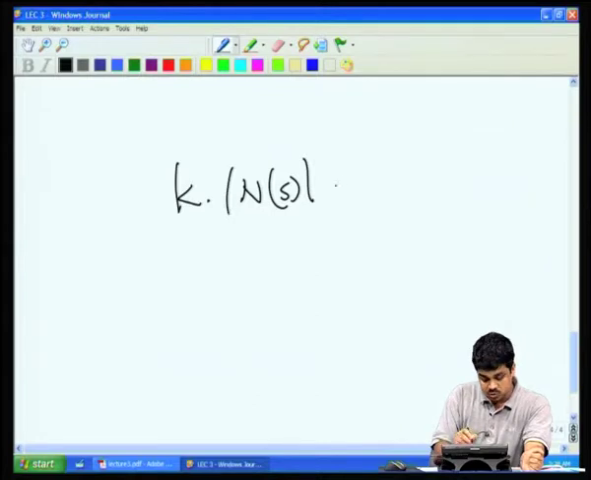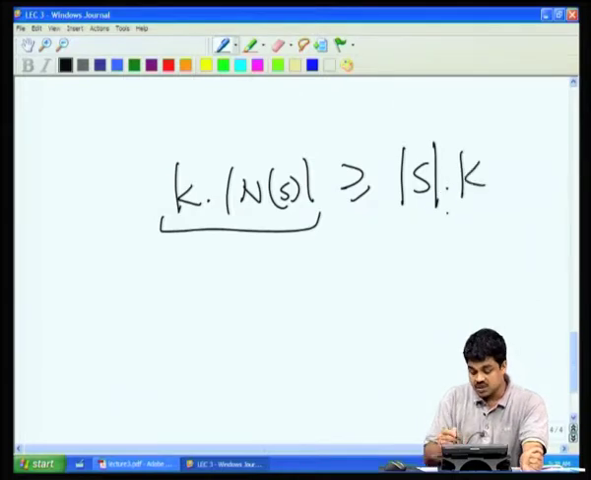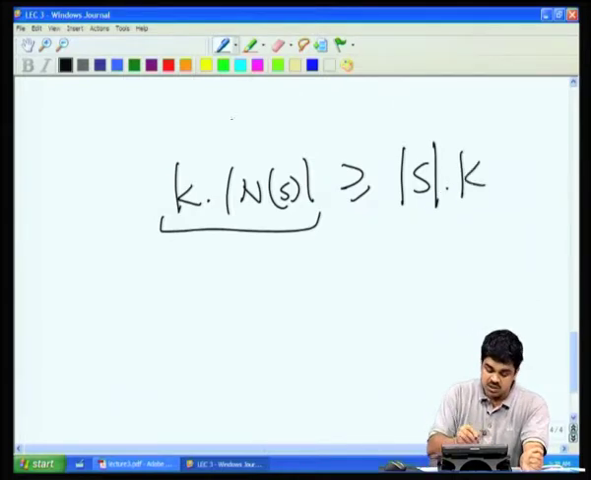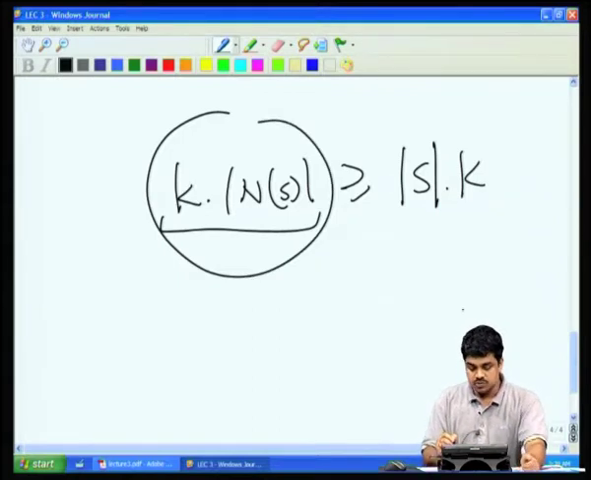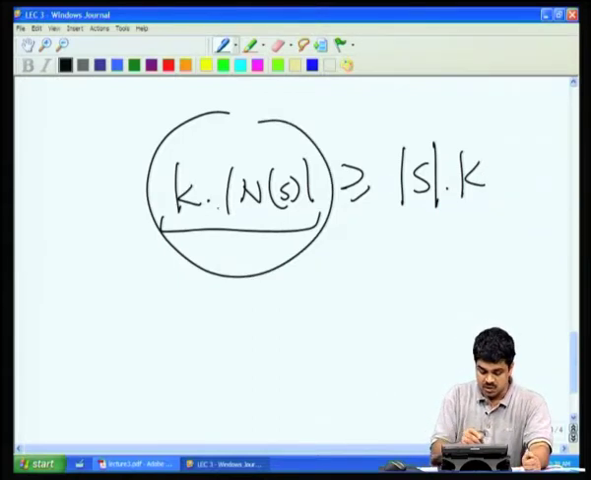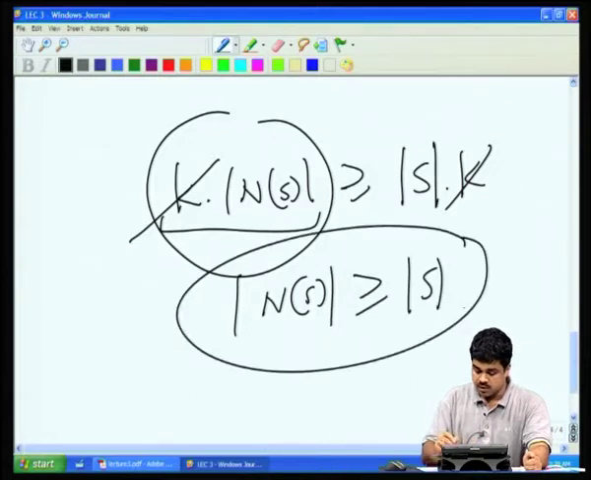But then, definitely this number has to be greater than or equal to this number, because S times k edges have to get into it, and only this many can come into it, right. Which essentially means that this has to be greater than this. Now, cancelling k and k, we get N of S is greater than or equal to S.